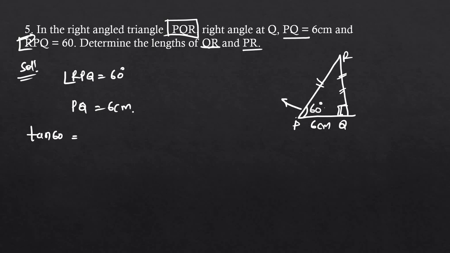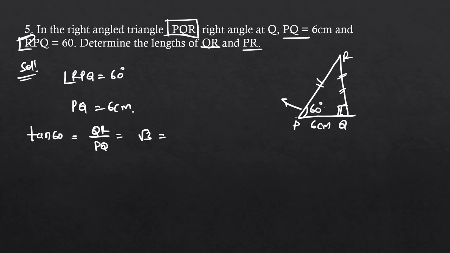Tan 60 is equal to opposite by adjacent, no? So opposite is how much? QR. Opposite is QR, by PQ will come. So from this we'll find the QR value, means opposite side we'll find first. So tan 60 is equal to how much? Root 3 now. So very good.